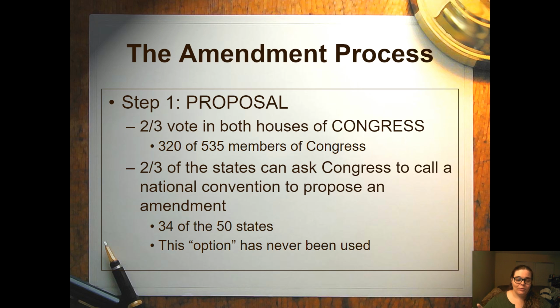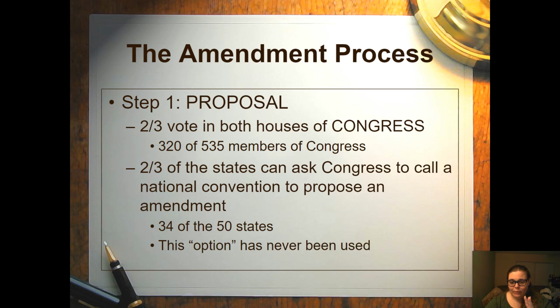So step 1, proposal. First, you've got to decide we need to change this. And there are two ways you can propose an amendment to the Constitution. The first way is you get 2/3 of both houses of Congress. So 2/3 of the House of Representatives and 2/3 of the Senate have to pass the same amendment. That equals 320 of the 535 members of Congress having to agree we need this amendment. That's the first way to get one proposed.